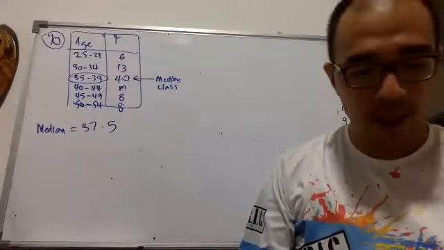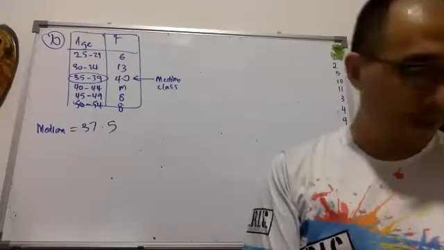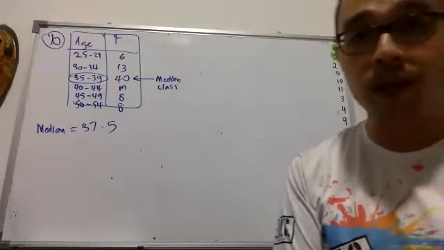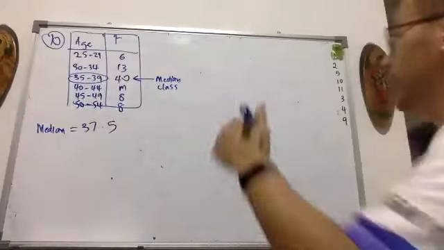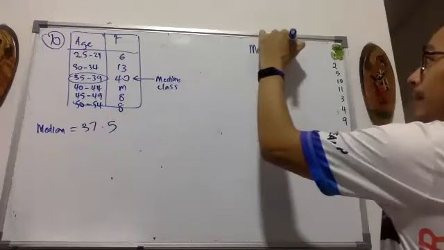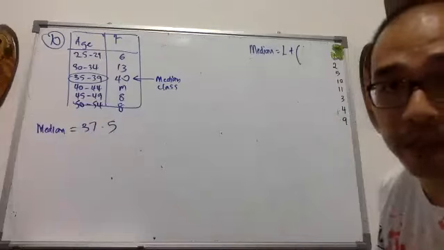So the question is, how do we find the value of M? I'm going to backtrack a little bit. Okay, so let's go back to the formula for median. Okay, the formula for median. Median is L plus, is this big enough? Okay, maybe I should write it a little bit bigger.